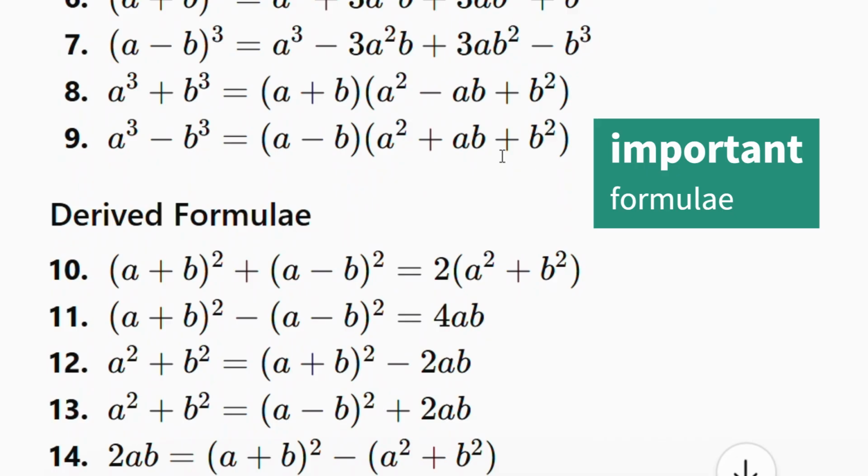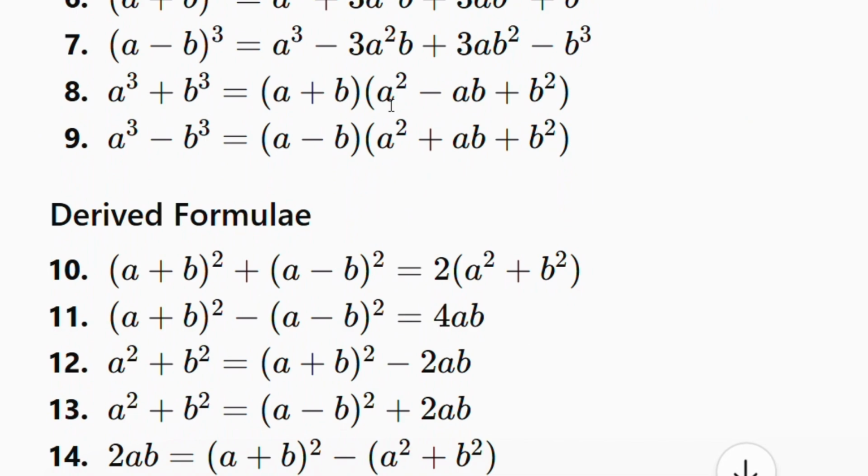This is minus, this is plus. a cube plus b cube equals (a + b)(a square minus ab plus b square). a cube minus b cube is (a − b)(a square plus ab plus b square).